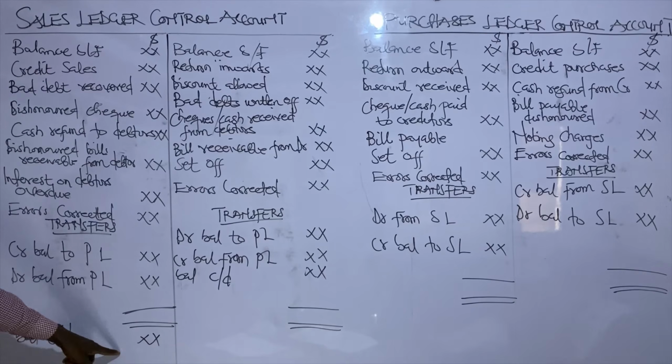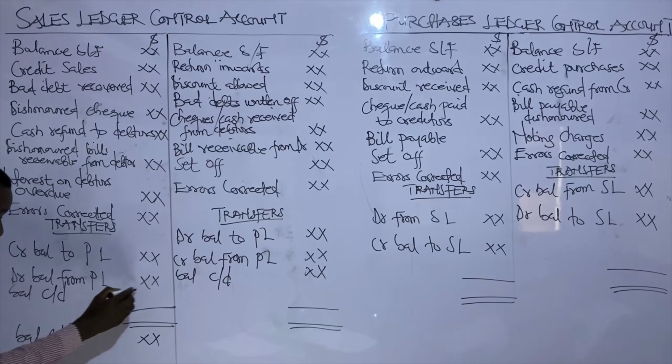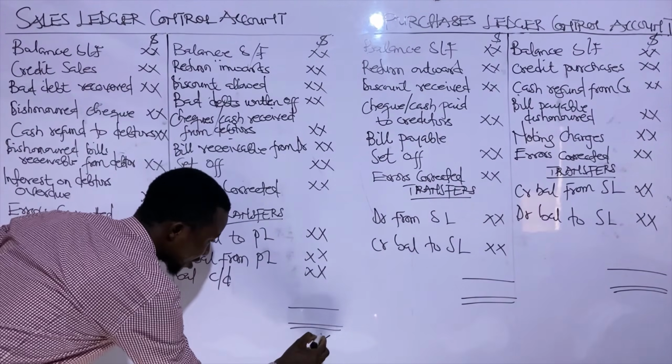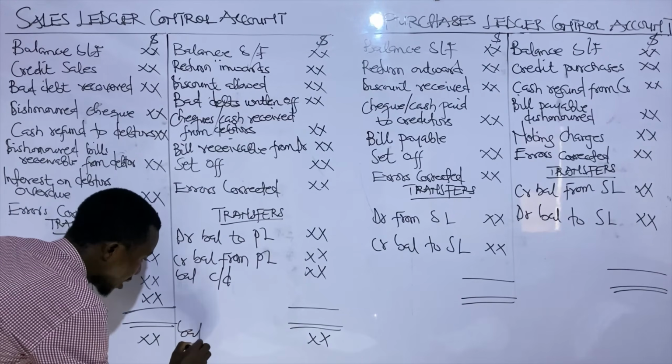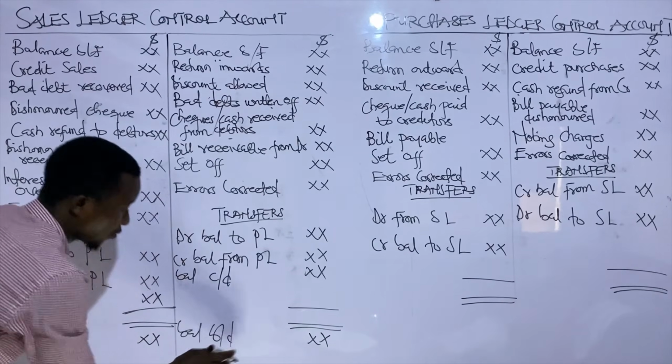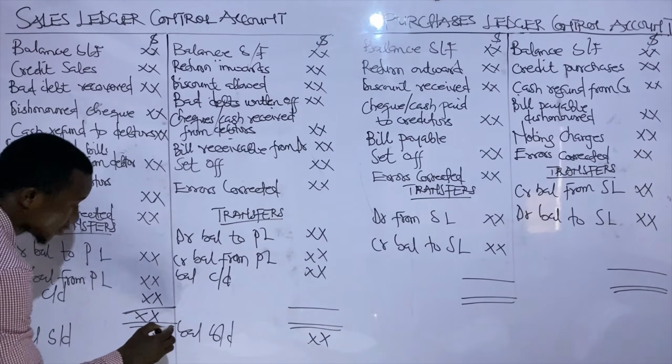They could also tell you a sales ledger credit closing balance. There should be a balance carried down of that amount before the balance they are talking about as credit. That will be the balance brought down. Then we close it.